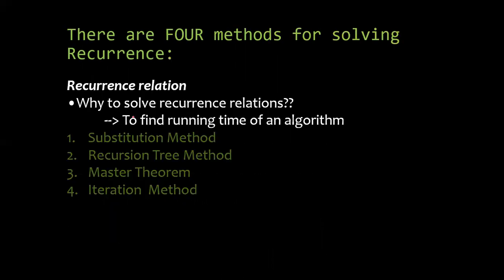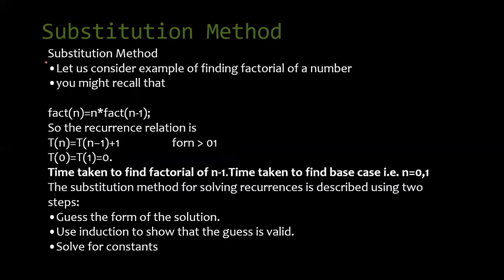Now, there are four methods to solve a recurrence. Okay, why solve a recurrence relation? The answer is to find the running time of an algorithm. The first method is the substitution method, and the second is the recursion tree method. The third is the master method, and the fourth is the iteration method. So we'll first discuss the substitution method.